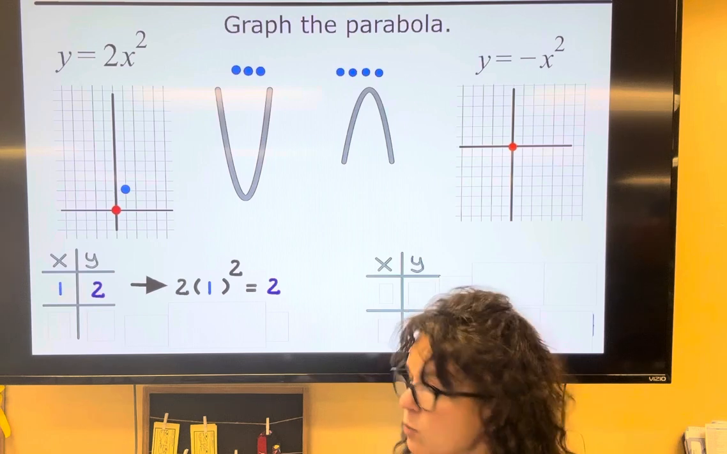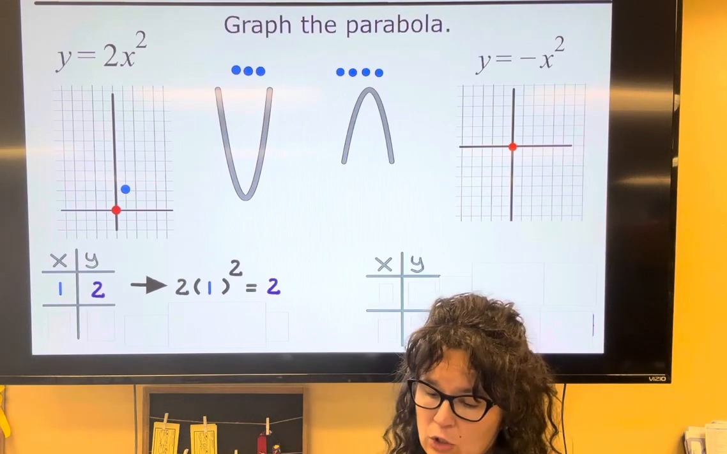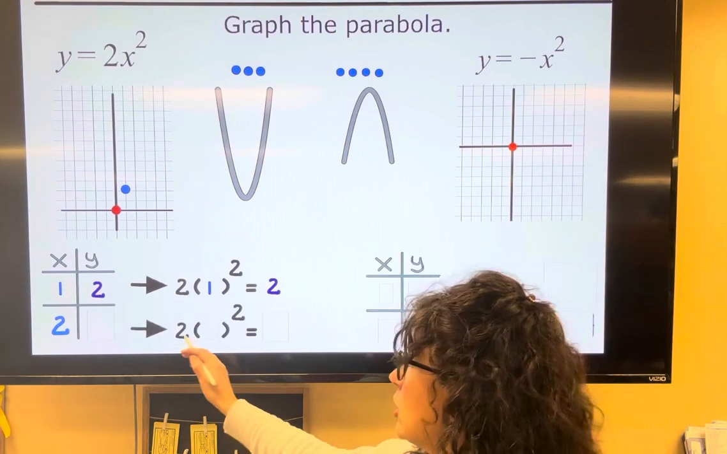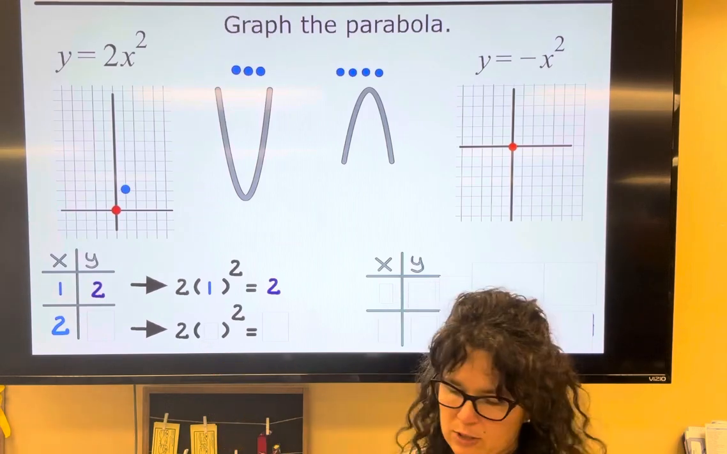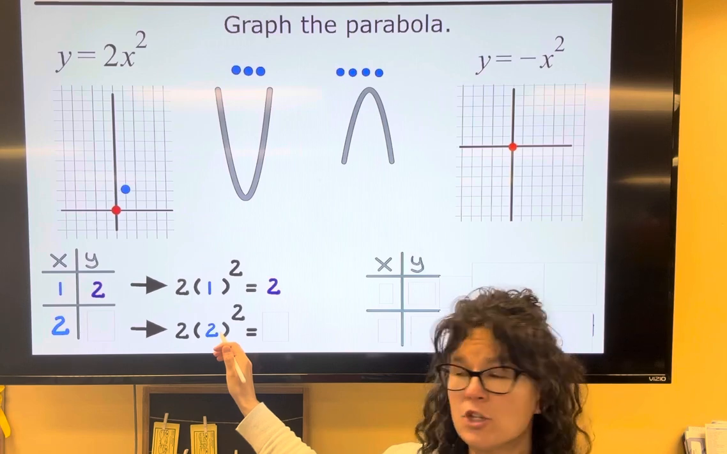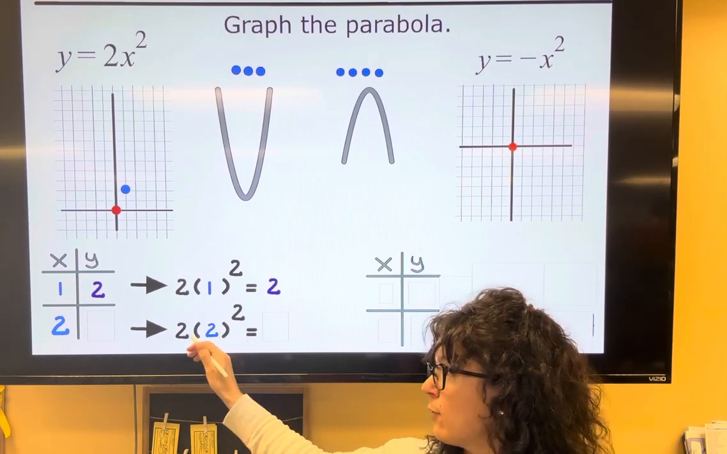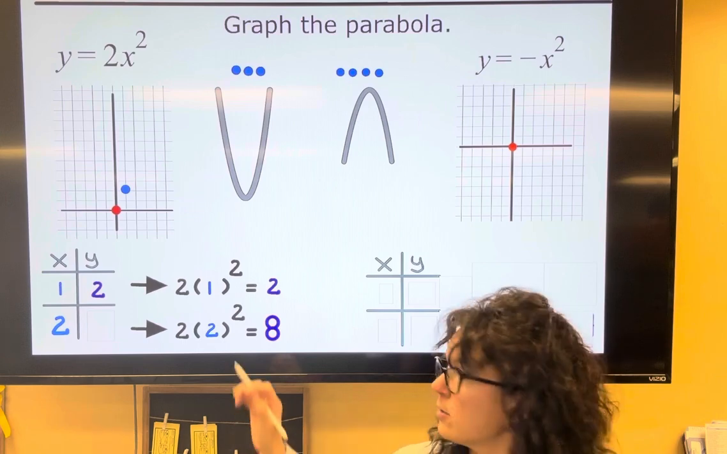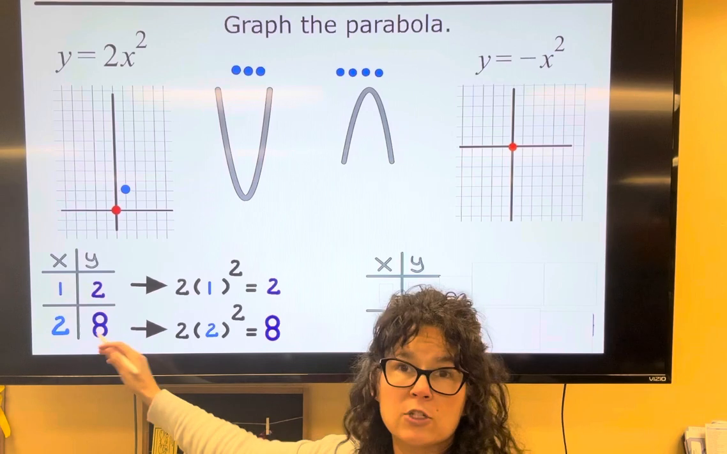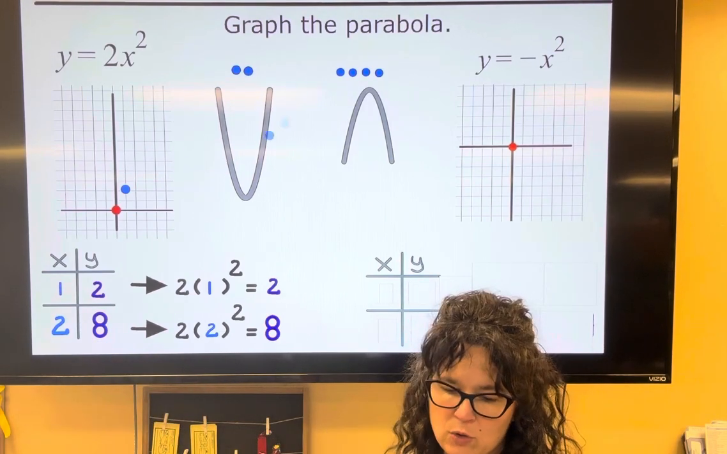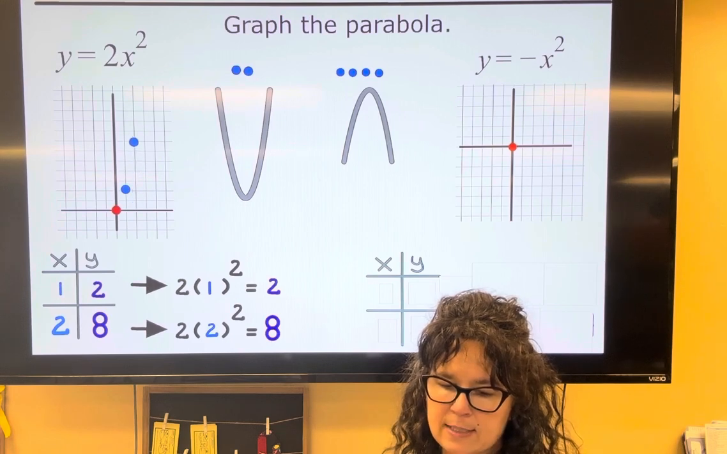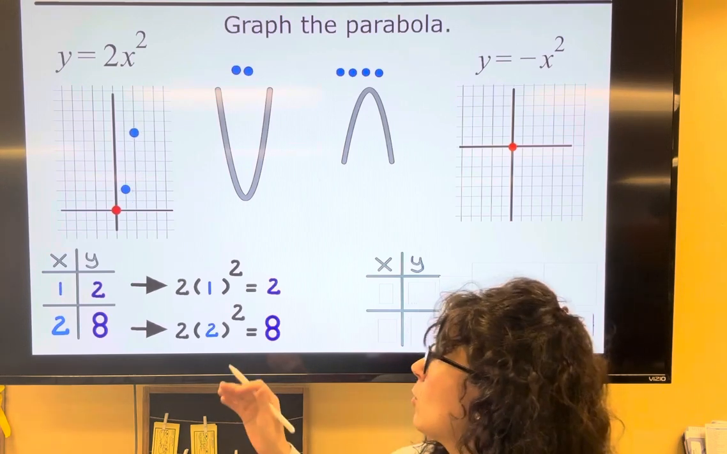Okay, next I'm going to do just one more point, and so I'm going to select 2. I'm going to go into my original equation, 2x squared. Let's replace the x with 2. Following order of operations, I'm going to do the exponents before multiplication. 2 squared is 4, and 4 times 2 is 8. So I've got 8 when I substituted 2. So my coordinate is 2, 8. Let's go ahead and graph 2, 8. So right 2, up 1, 2, 3, 4, 5, 6, 7, 8.